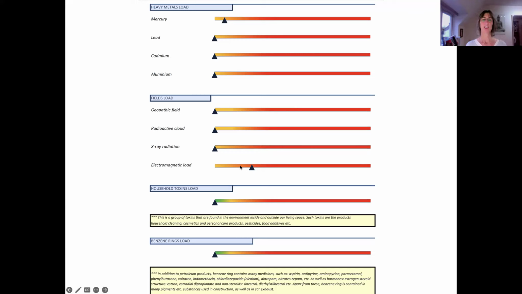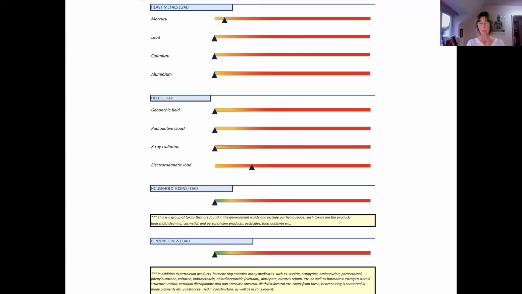And then this one, which everybody has a reading on these days, which is the electromagnetic load from Wi-Fi, from mobile phones, from 5G, 4G, from electrical appliances in our house. It's just really difficult to escape an electromagnetic load. So it's quite usual now for people to have a reading somewhere along this line, depending on their electromagnetic exposure.